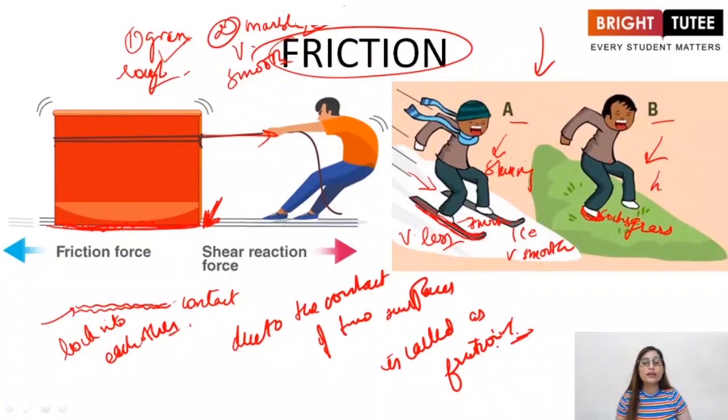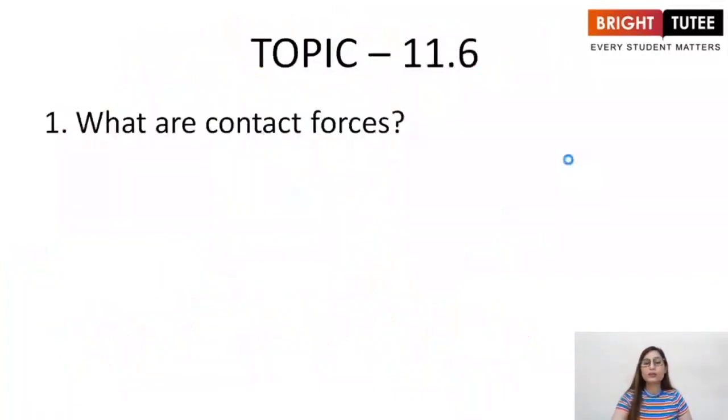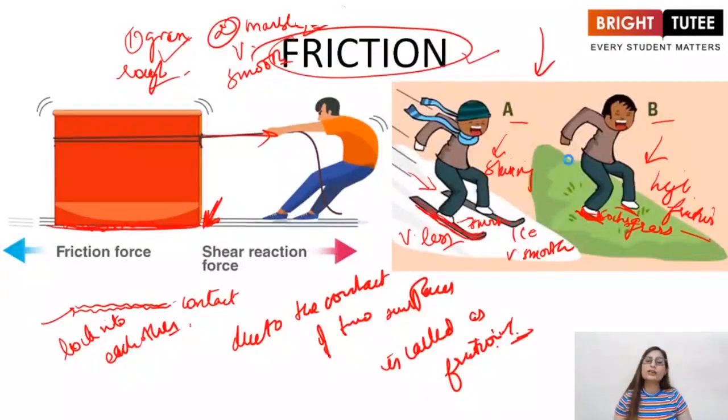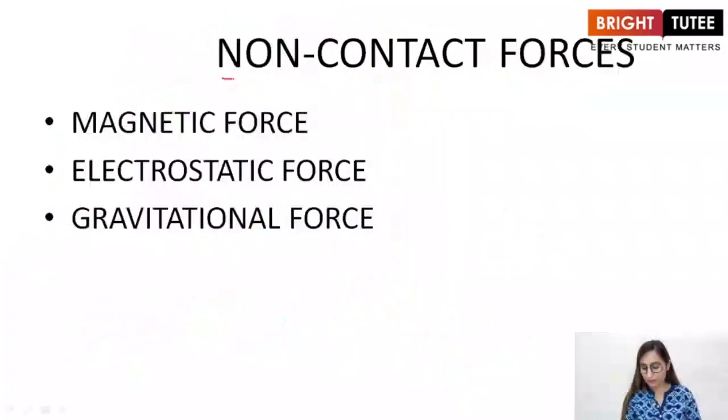So there is high friction and that is why this boy is not sliding, right. So this is again an example of contact force which is happening due to the contact of two surfaces, right. So this is the second example, which is friction. The two contact forces we talked about are muscular force and frictional force, right.